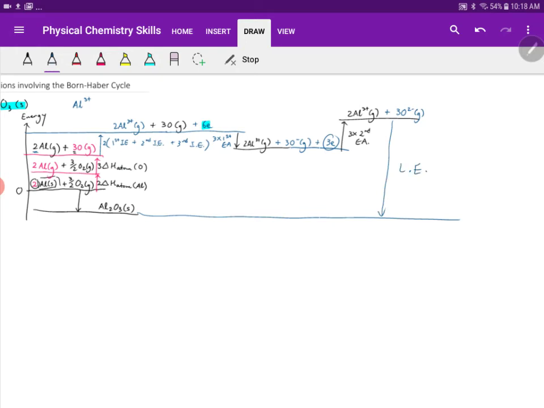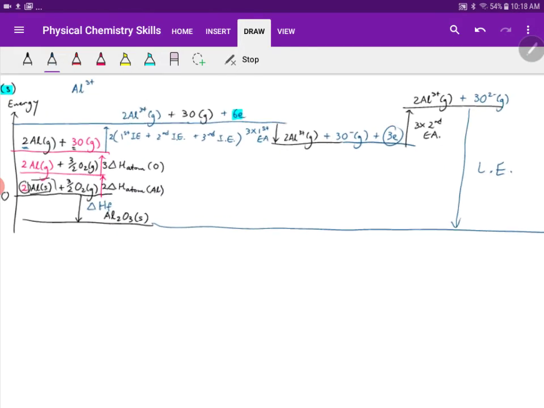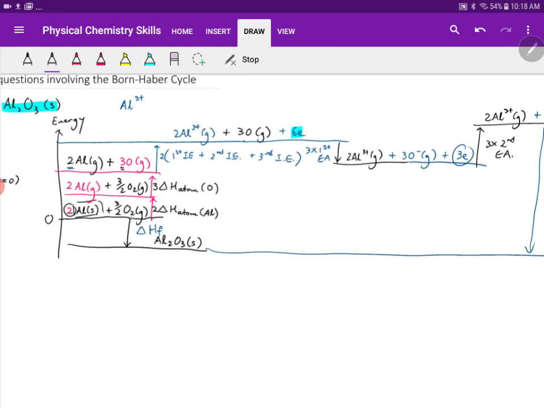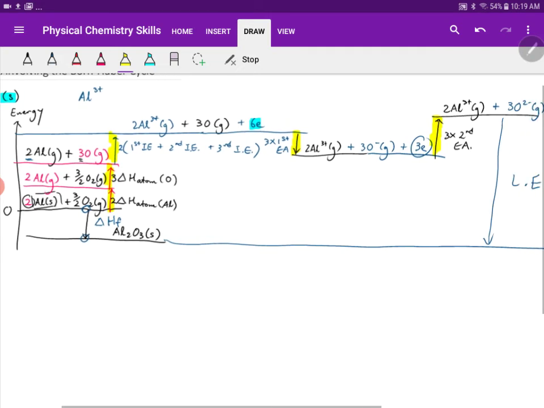So all we need to do at the end of the day, usually we are asked to calculate the delta H formation. We just have to start from here, which is the starting point, this is the end, and we have to go through the whole process of applying Hess's law. So we start from this point, so we take this plus this plus this plus this plus this plus this arrow, so that we can get the value of delta H formation.